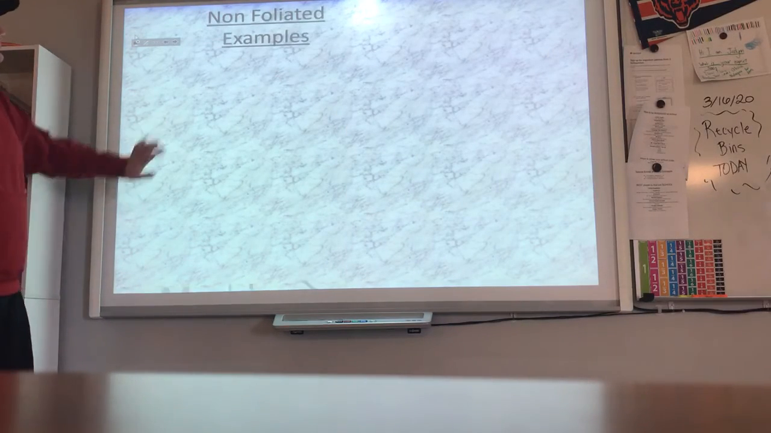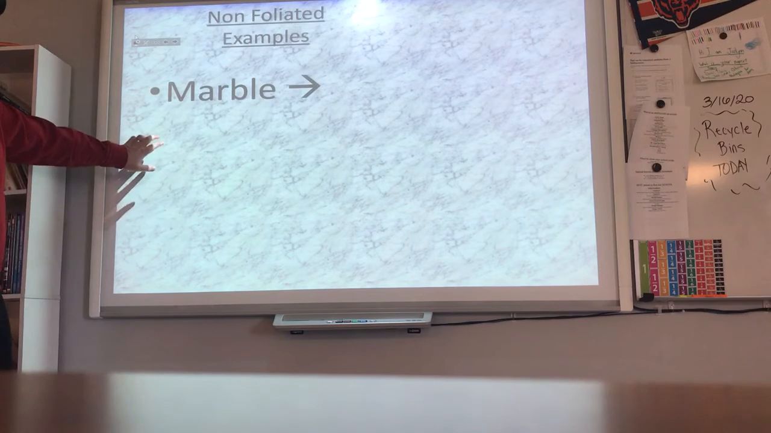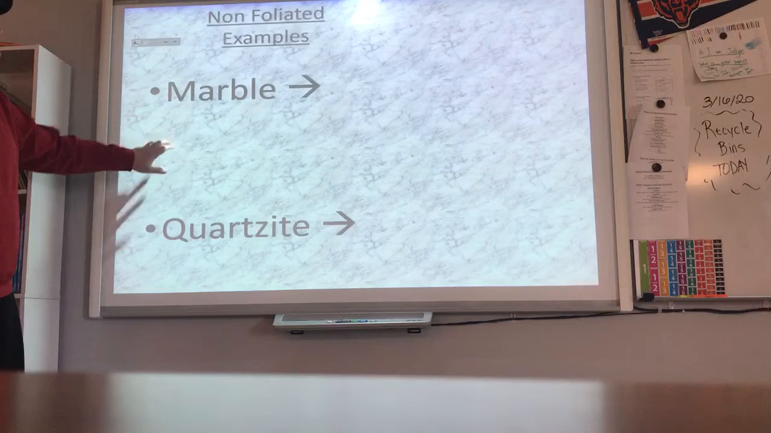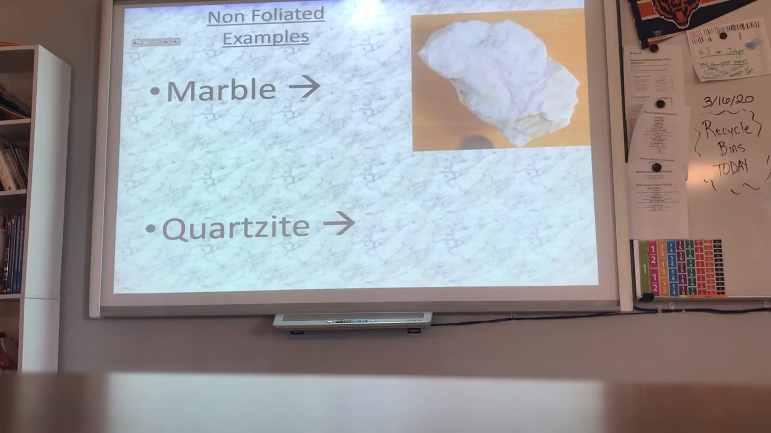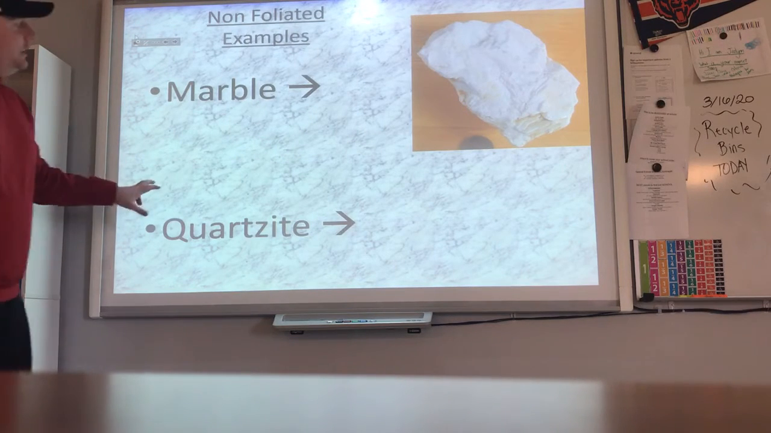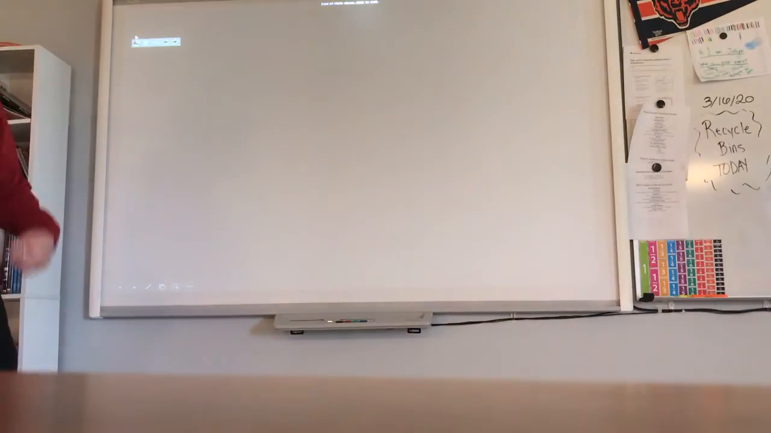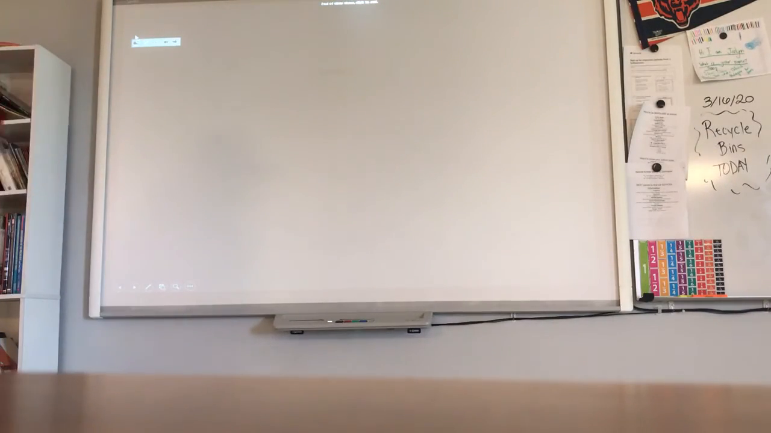Non-foliated examples. Marble. Hey, you see it all in the background. Quartzite. Marble, you can see that it's here, there, and everywhere. Quartzite, you can see that it may be speckled throughout, but there's no banding that occurs. That's everything we have for the metamorphic rocks.